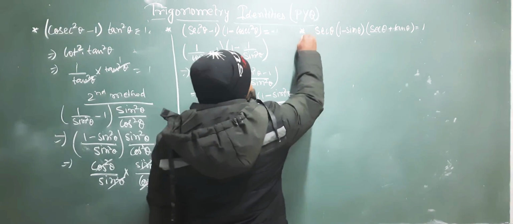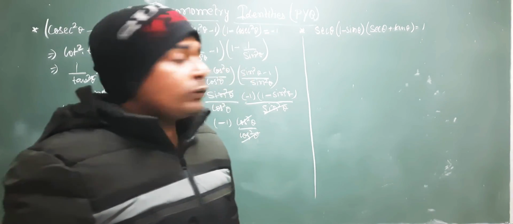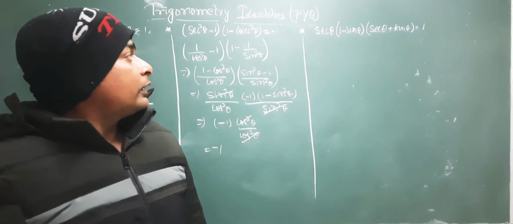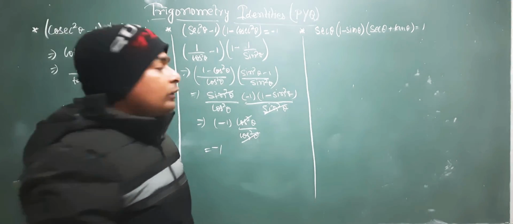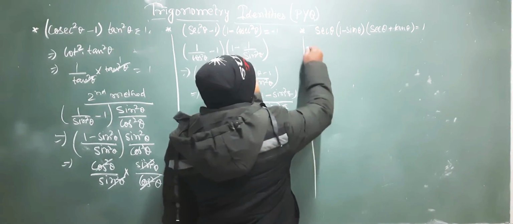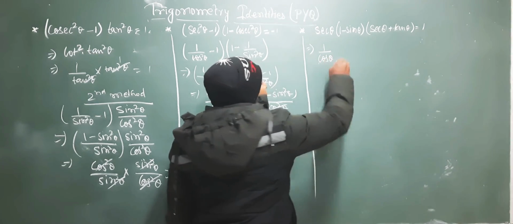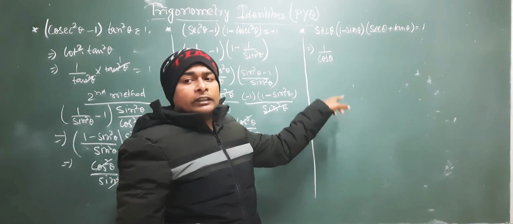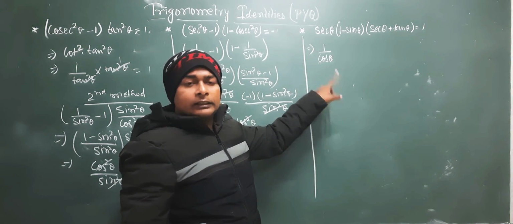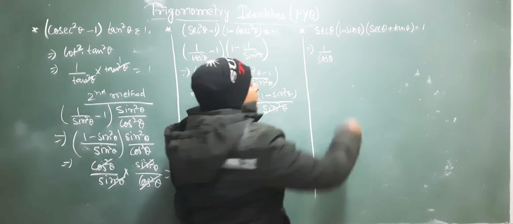So in the same sequence, we come to the third question: sec theta into (1 minus sin theta) into (sec theta plus tan theta) is equal to 1. So sec theta can be written as 1 upon cos theta. In the very first class of trigonometry, I told you that sec is the reciprocal of cos and cos is the reciprocal of sec.